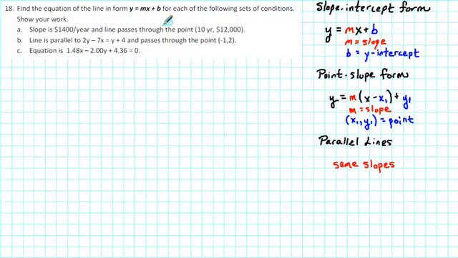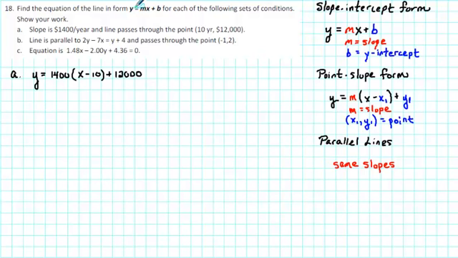We're given the slope, we're given a point, so let's recall the point-slope form of a line. It's y is equal to m times the quantity x minus x1 plus y1, where m is the slope and x1, y1 is a point on the line. So for part A, the equation of the line is y is equal to the slope, 1,400, times the quantity x minus the x-coordinate of the point, which is 10, plus the y-coordinate, which is 12,000.